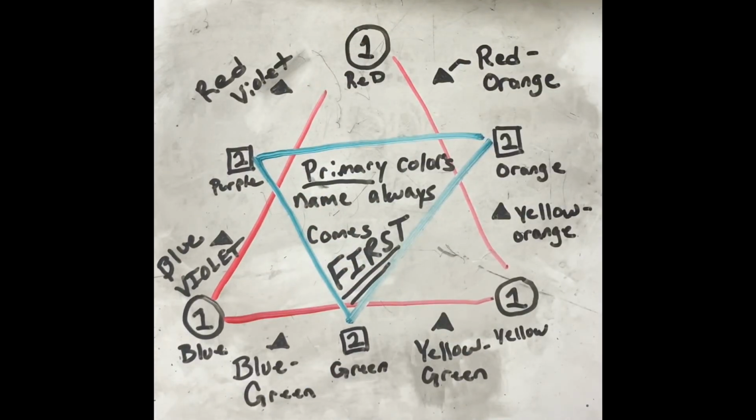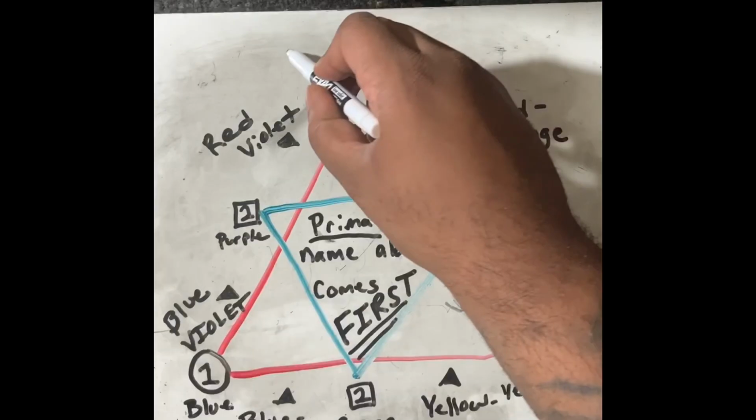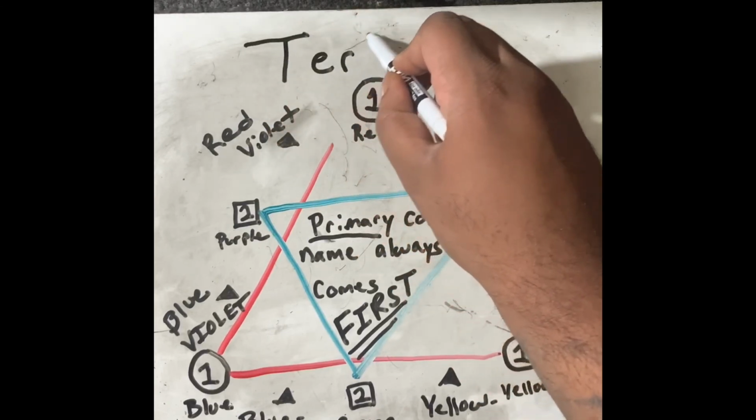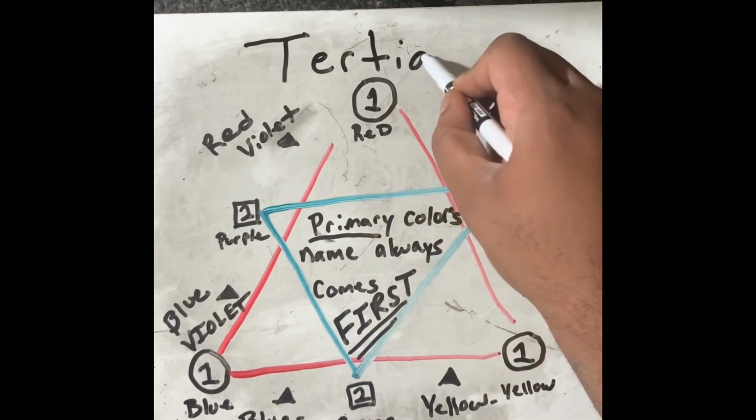So what we have here is a 3-category color wheel. This level is called Tertiary Colors.